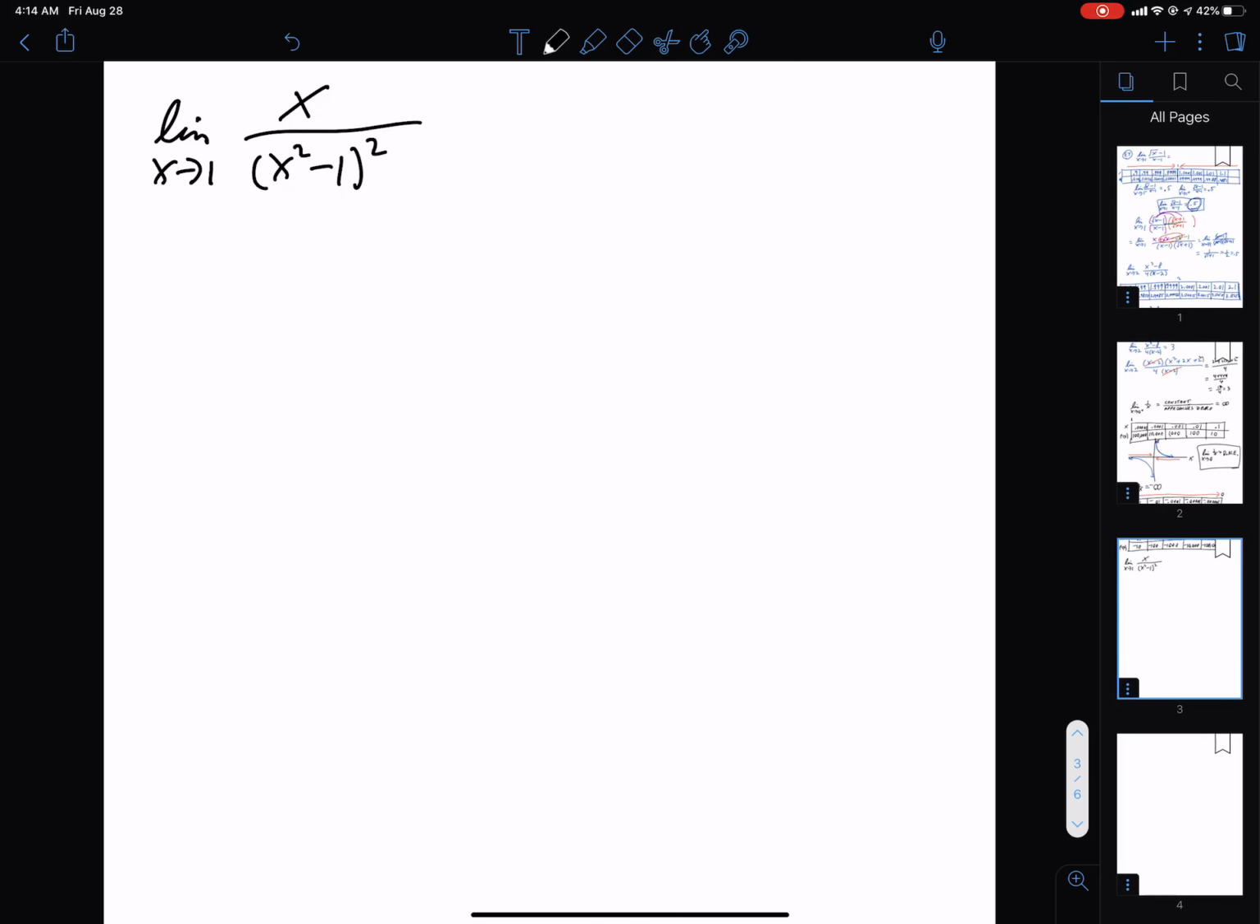So you could do a table. Actually, I'll do this one for you, and then the next one I'll have you do. Here is the main idea: if the top approaches a constant and the bottom approaches 0, then you will have infinity for the limit. And you should know graphically what that's going to look like.